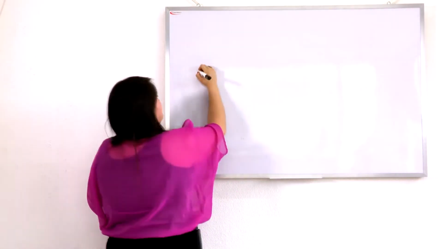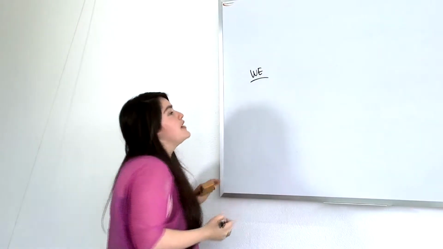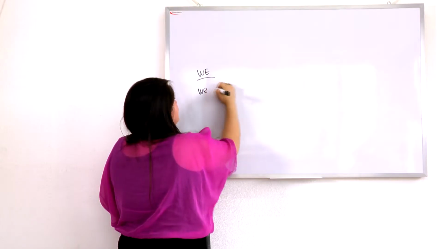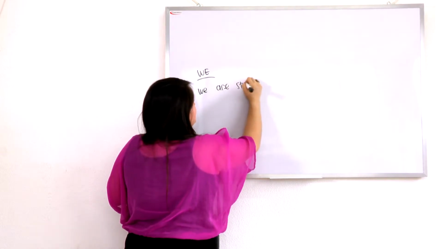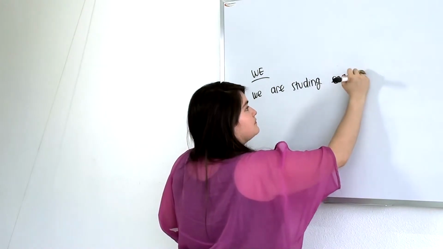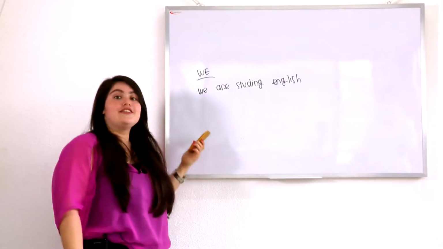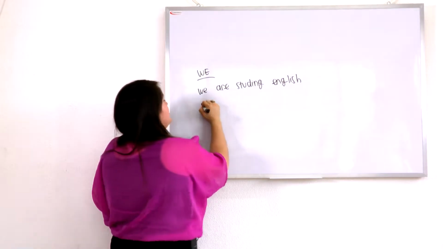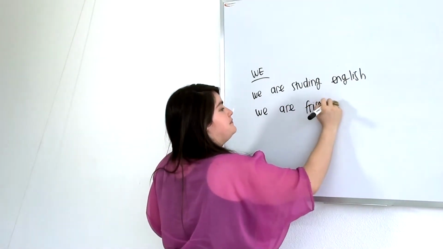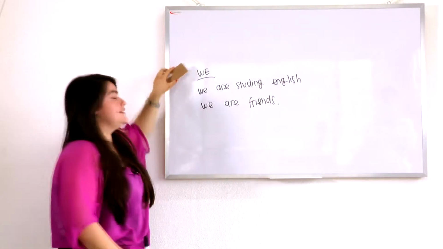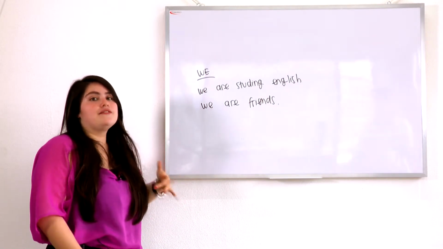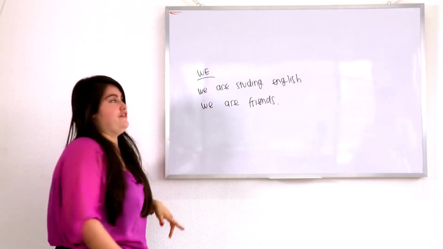And then we have we. We, as I told you, is when you are part of a group. So, for example, we are studying English. And the other example that we have is we are friends. These are the two types where you can use we, and don't forget that it's when you are talking about you and a group of persons in which you are part of it.